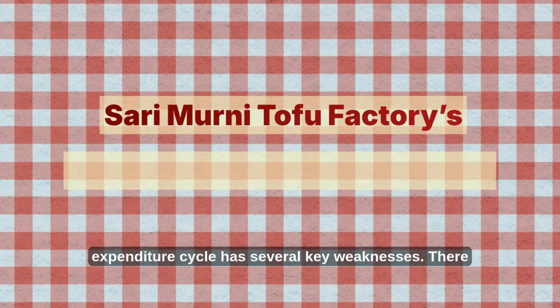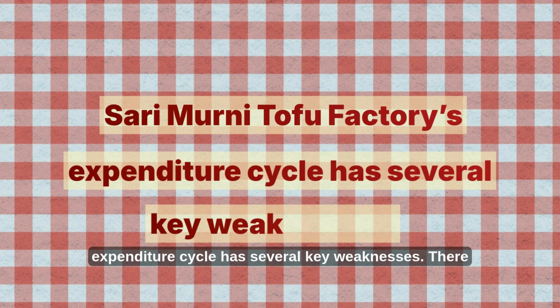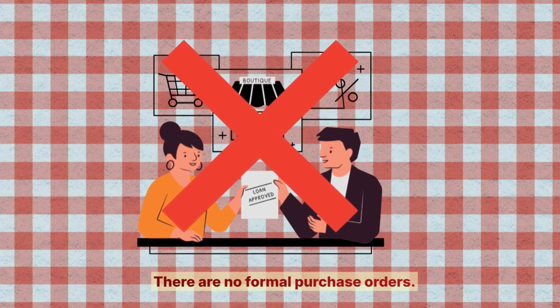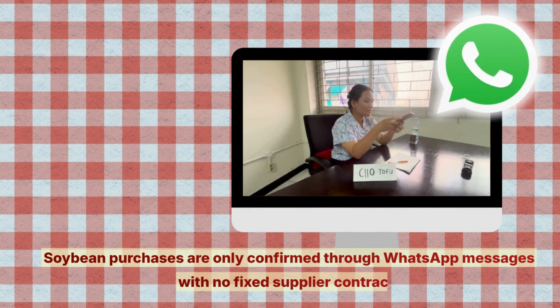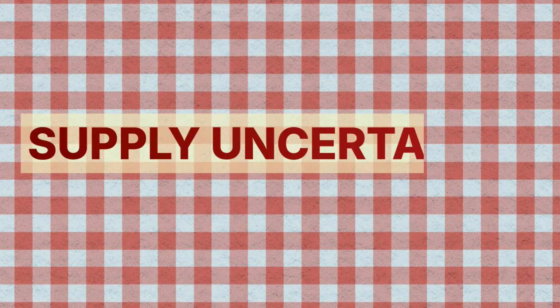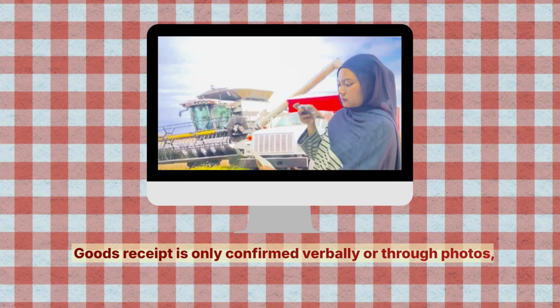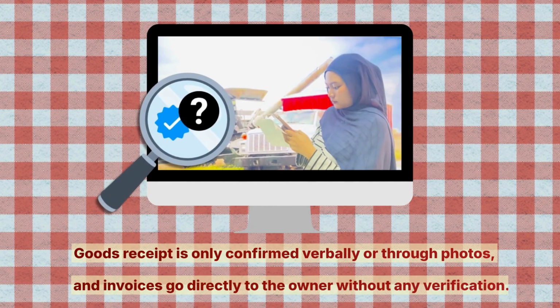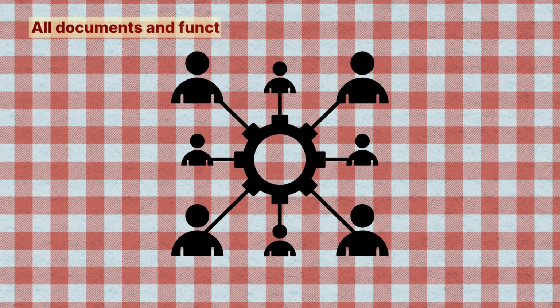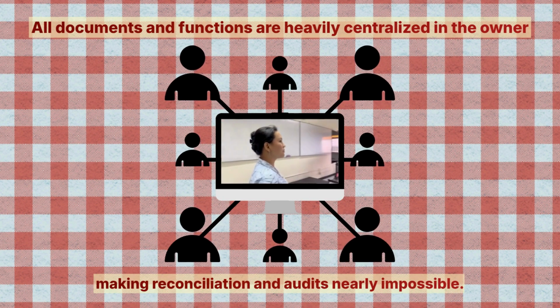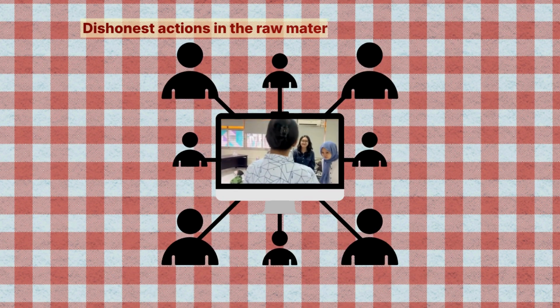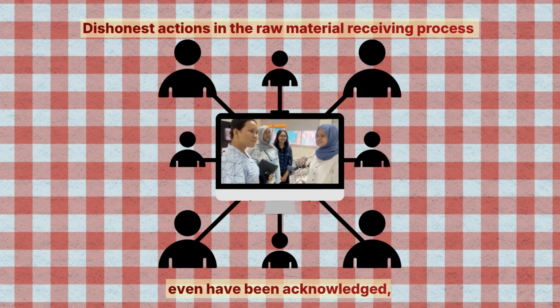Sari Murni Tofu Factory's expenditure cycle has several key weaknesses. There are no formal purchase orders. Soybean purchases are only confirmed through WhatsApp messages with no fixed supplier contracts, thus creating supply uncertainty. Goods received is only confirmed verbally or through photos, and invoices go directly to the owner without any verification. All documents and functions are heavily centralized in the owner, making reconciliation and audits nearly impossible. Dishonest actions in the raw material receiving process even have been acknowledged, reflecting inadequate internal controls.